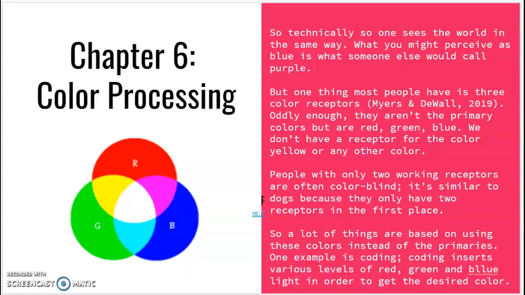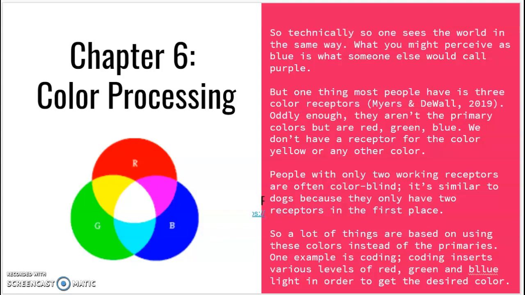Alright, so chapter 6, color processing. We have 3 color receptors: red, green, and blue. They're the primaries that we use to view everything in life. Of course, everyone's different, so somebody might say this color is blue, but another person might say, oh no, that's purple. That sort of deal.